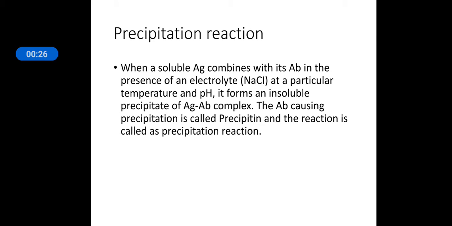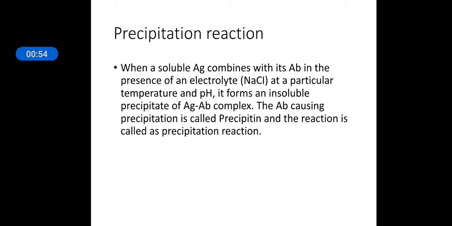The precipitation reaction occurs when a soluble antigen combines with its antibody in the presence of an electrolyte like NaCl at a particular temperature and pH. It will form an insoluble precipitate of AgAb complex. This reaction is called a precipitation reaction. The antibody that is causing the precipitation is called precipitin.